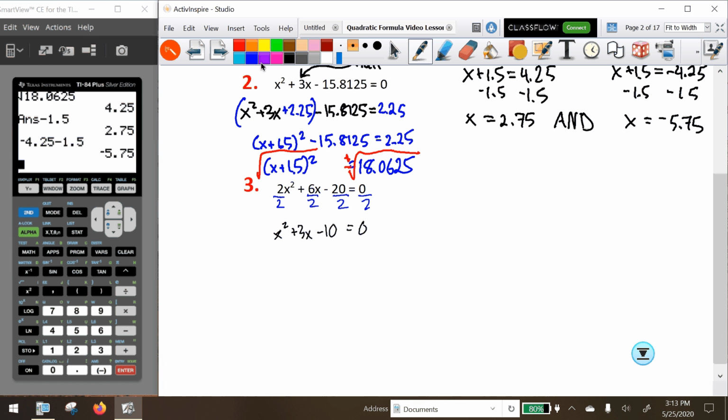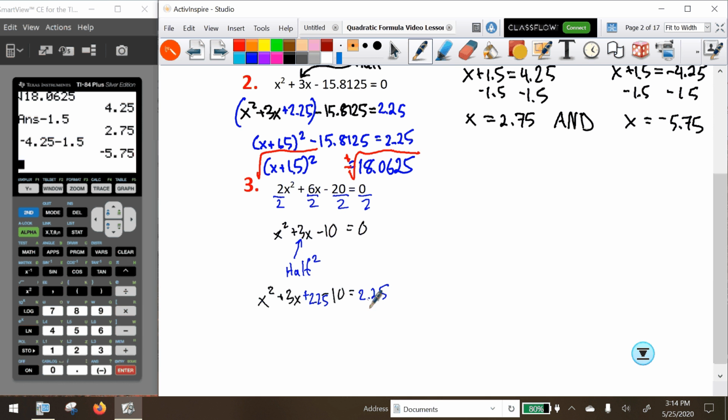Now I'm going to use completing the square. I'm going to take half of the x coefficient, square it, and add it on both sides of the equal sign. Half of 3 is equal to 1.5, and 1.5 squared is 2.25. That's what I have to add, 2.25.